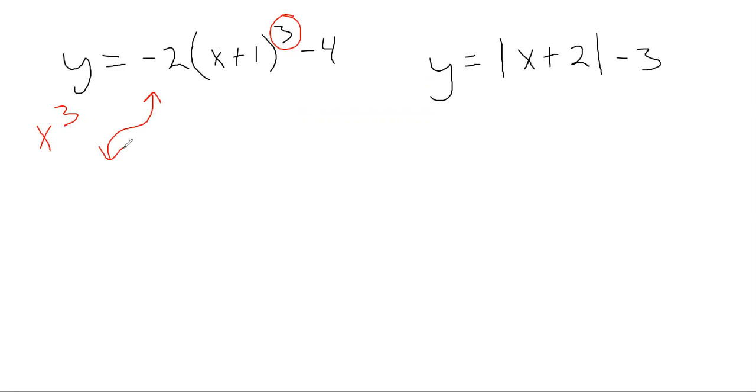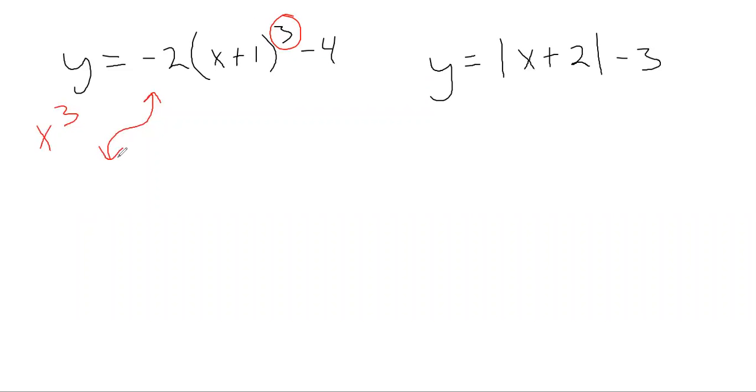But we're doing three different things to this graph looking at our transformations. We have a -2 multiplying, which will affect the graph. We have a +1 on the inside of the parentheses, which will shift us. And a -4 on the outside of the parentheses, which will also shift us. So we're going to look at each of those individually.